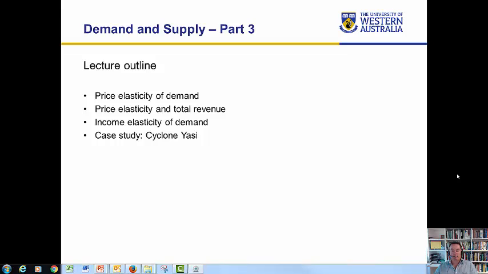So the logic in me just covering two of these four elasticities is that by covering two of them, I should give you enough of an insight into what an elasticity is for you to fully understand cross-price elasticities and the price elasticity of supply. Right at the end of this topic, we will be going through a case study related to Cyclone Yasi and the effect of that cyclone on banana crops in Queensland.